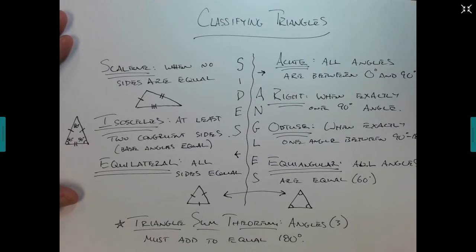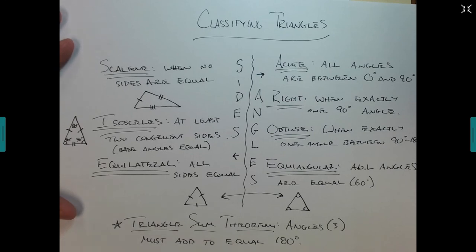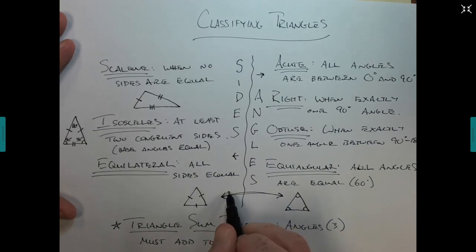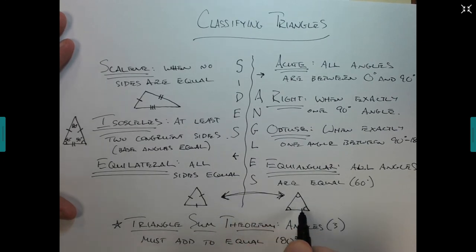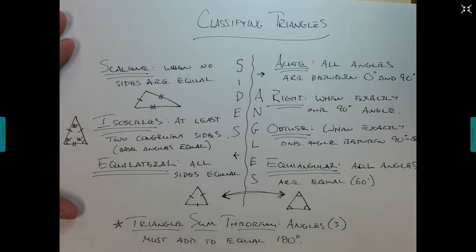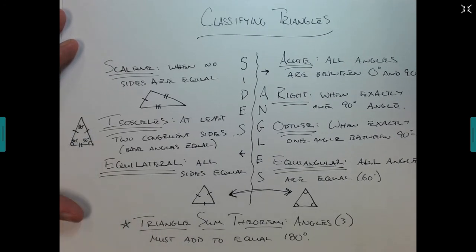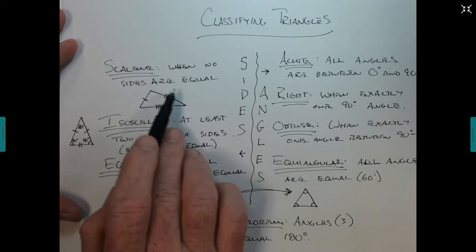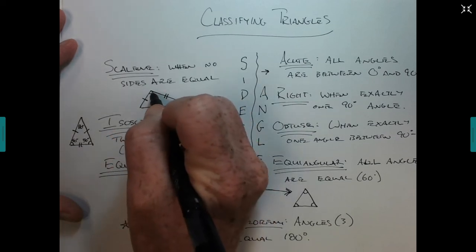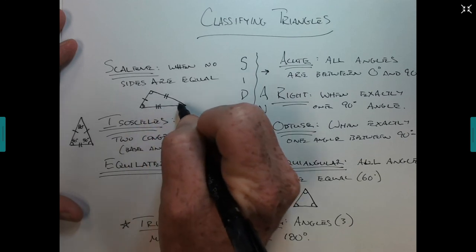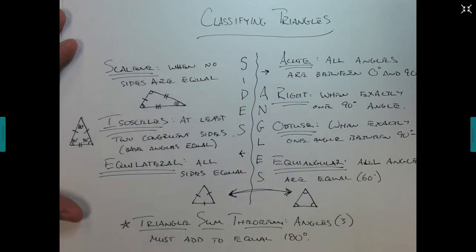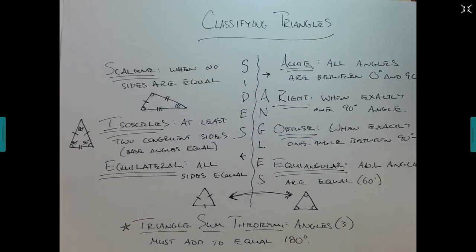So triangles have some fantastic qualities. Make sure you're very aware of these ideas: if you have equilateral, you get equiangular. If two sides are the same, two angles will be the same. If none of the sides are the same, then none of the angles will be the same. All right. Make sure you study these. This will be very important.